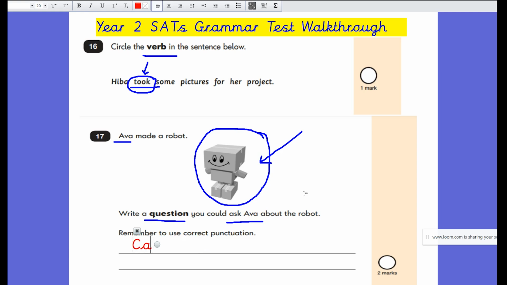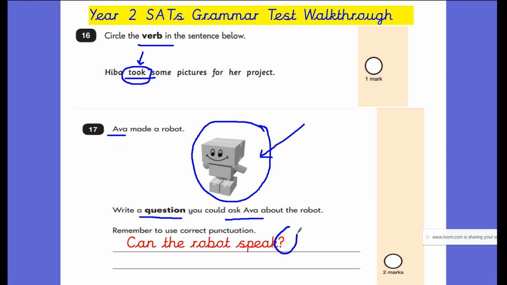So, can the robot speak? Would be a good one. So that in itself would be a mark. The second mark would come from them adding the correct punctuation at the end, remembering to include their question mark.